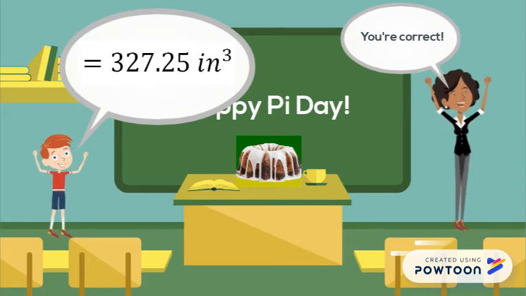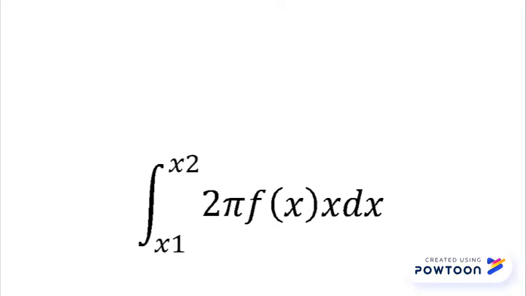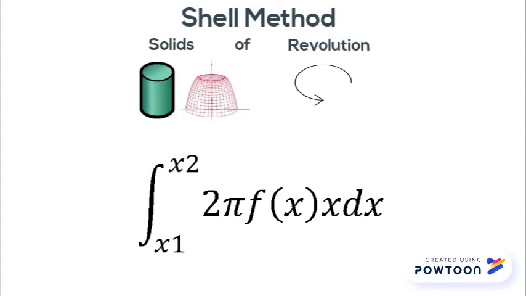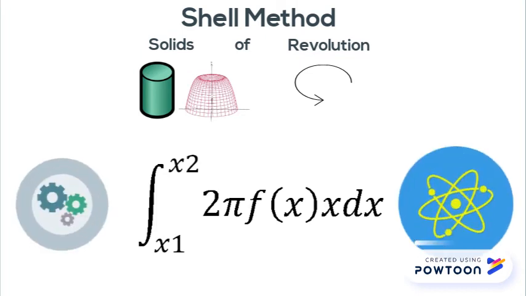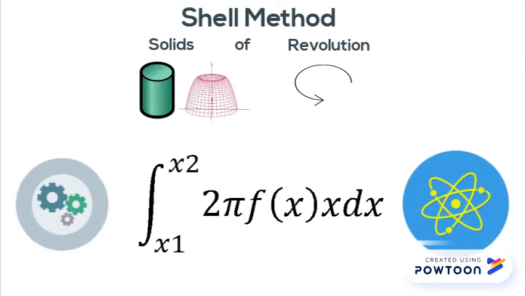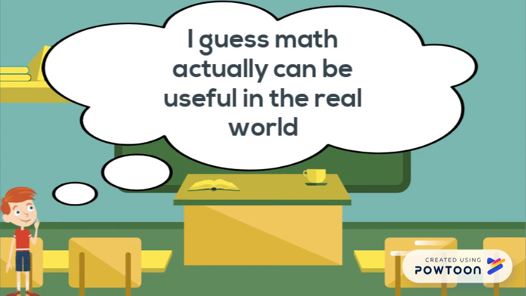But not only that, the formula you've just discovered is known as the shell method and is used to find the volume of solids of revolution. The shell method has many uses in both engineering and physics and shows that math is not only amazing, but has real-world application.